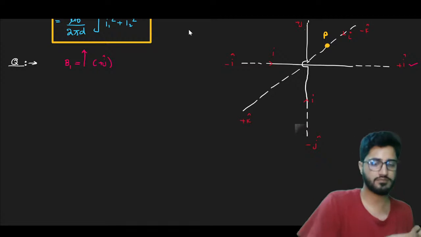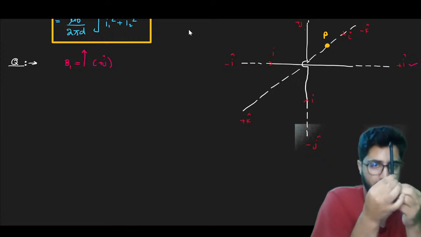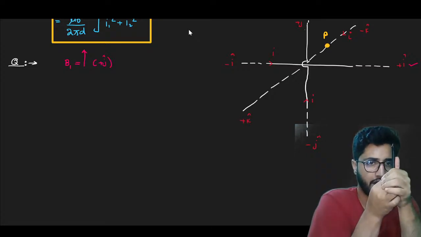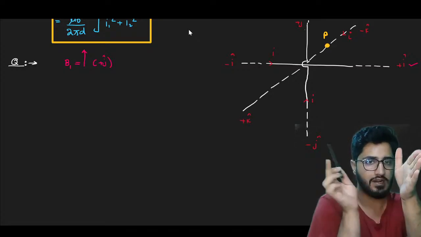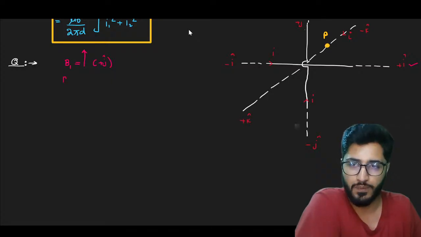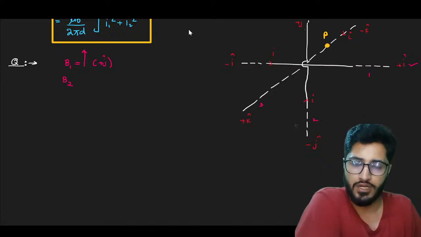Second one, my current along the J axis is going in this way. The point is here. Place my thumb in the direction of current, open my hand towards the point P. Now the palm is on the left side. Left side means minus I cap. I can write B2 now. If this is 1, this is 2, this one is 3, then B2 comes out to be in this way, and this one represents minus I cap.